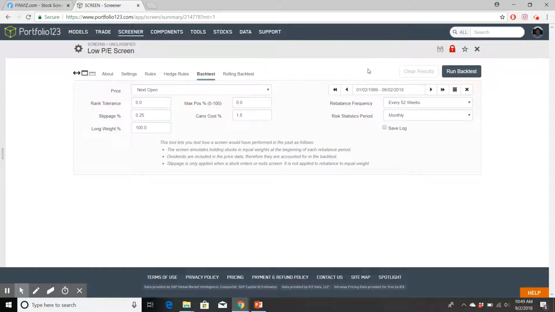The max period allowed in this software is 1999 until today, so that's almost 20 years. Today's September 2nd, so almost 20 years of historical fundamental data. And I feel like that's a very good period to look at because you've got two major market collapses. You've got the dot-com bubble collapse in 2000, and then you've got the 2008 housing crisis. So now let's run this backtest.